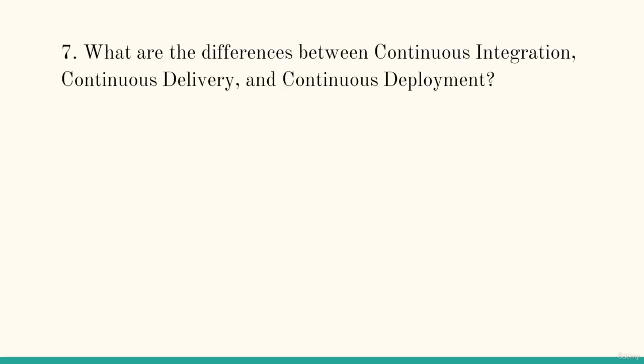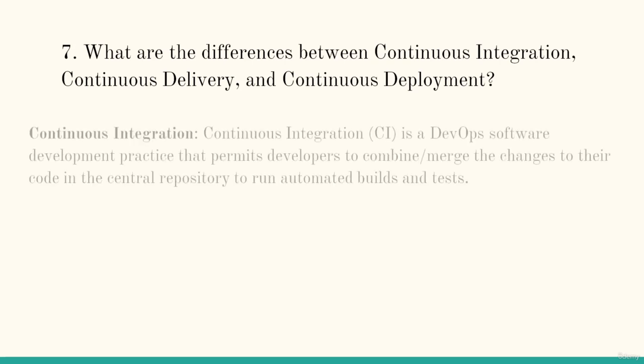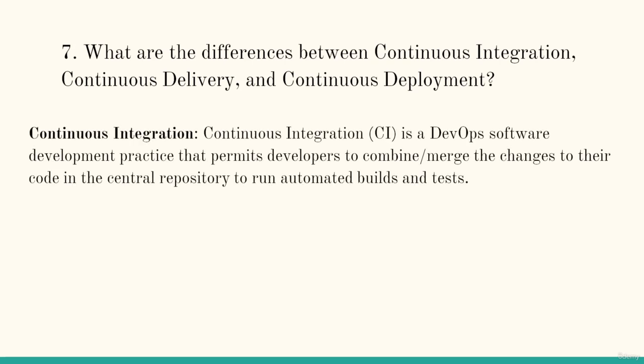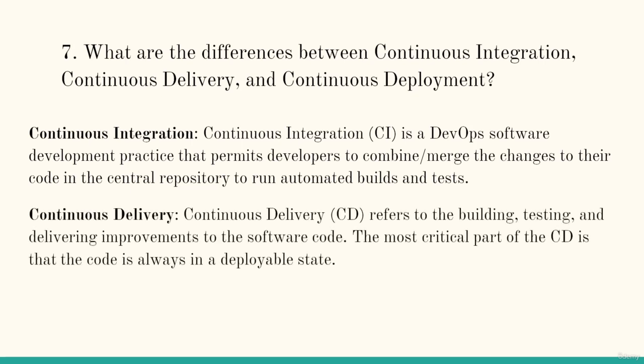What are the differences between continuous integration, continuous delivery, and continuous deployment, CI/CD? Continuous integration, or CI, is a DevOps software development practice that permits developers to merge changes to their code in a central repository to run automated builds and tests. Continuous delivery, CD, refers to building, testing, and delivering improvements to the software code. The most critical part of CD is that the code is always in a deployable state.